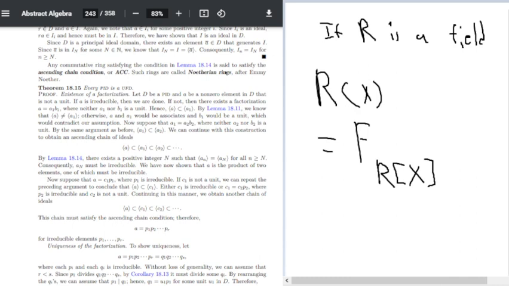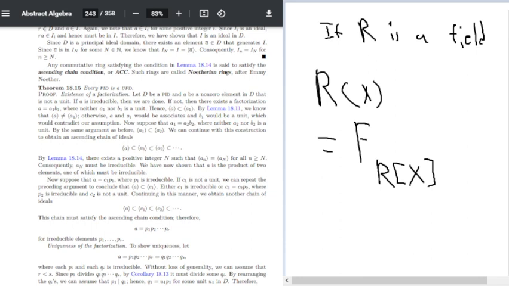Now, suppose that A1 is equal to A2 B2, where neither A2 nor B2 is a unit. By the same argument as before, we get that the principal ideal generated by A1 is a subset of the principal ideal generated by A2. We can continue with this construction to obtain an ascending chain of ideals: the principal ideal generated by A, then A1, then A2, on and on.